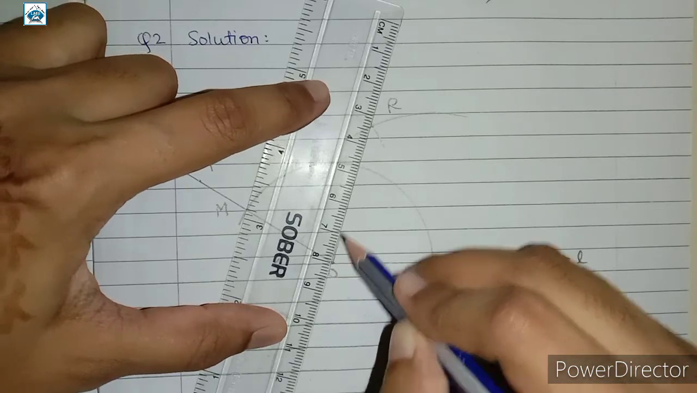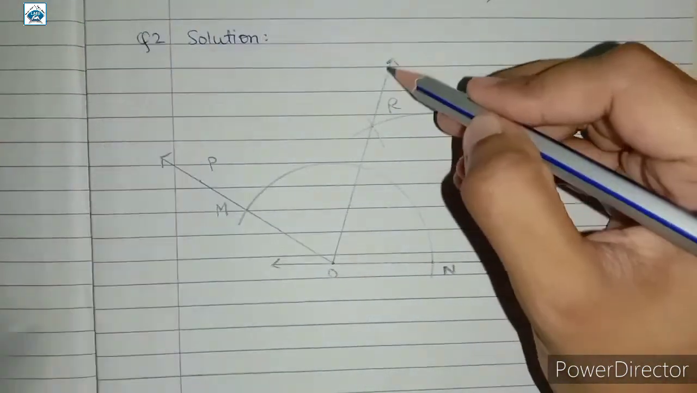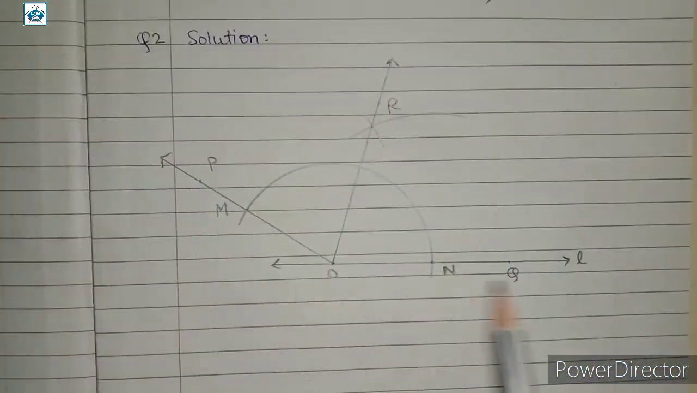POQ. So here this is the bisector of angle POQ. In this way you need to perform the construction.